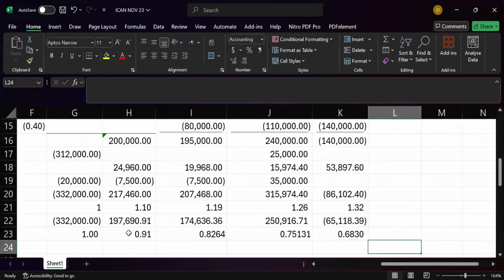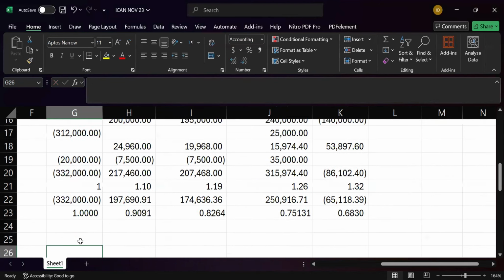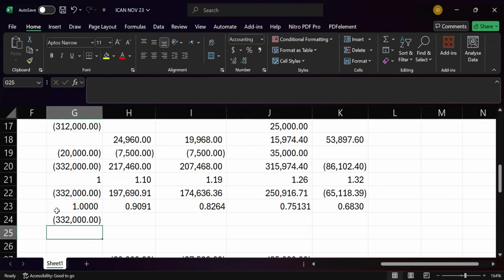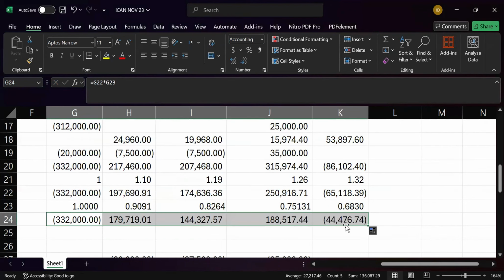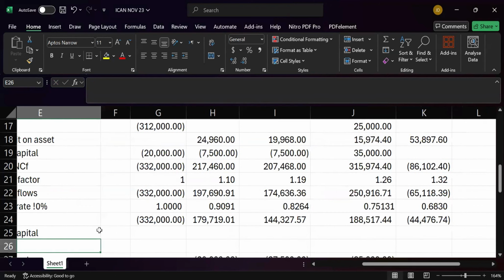Okay, so let me make everything to be in 4 decimal places. All right, so what will be my final figure? Equal this multiplied by this. So that's my final figure for year 0. I can drag this down. So that's my final figure for each of the years.